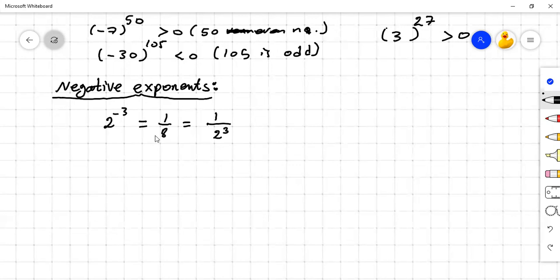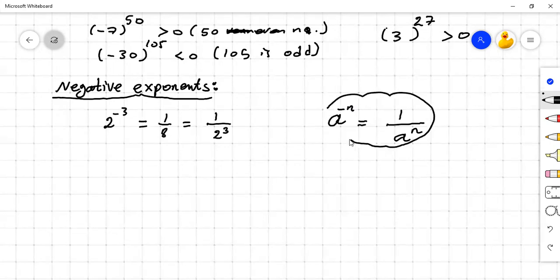So the formula is a exponent minus n is equal to 1 over a exponent n. This is the formula of the negative exponent.